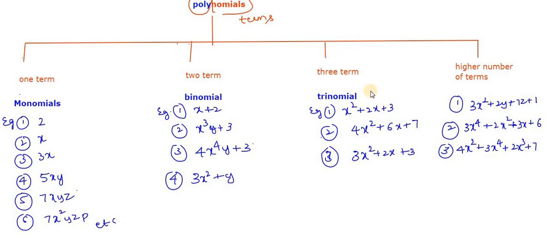These are the two terms, binomial. Trinomial, we have three terms. So x square is one term, 2x is one term, and 3 is one term. In the second example, 4x square is one term, 6x is one term, and 7 is one term. And in the third example, 3x square is one term, 2x is one term, and 3 is one term. And we have more than 3 also, a higher number of terms. Here we have 4 terms, and we can add even more terms too. So these are all the different types of polynomial: monomial, binomial, trinomial, and higher than that.